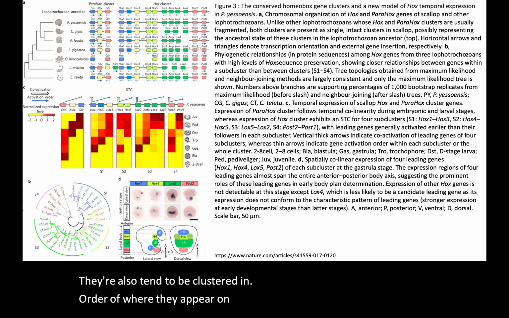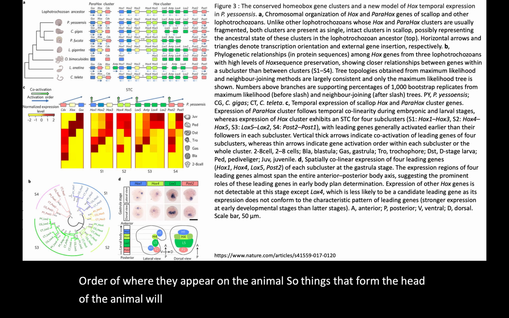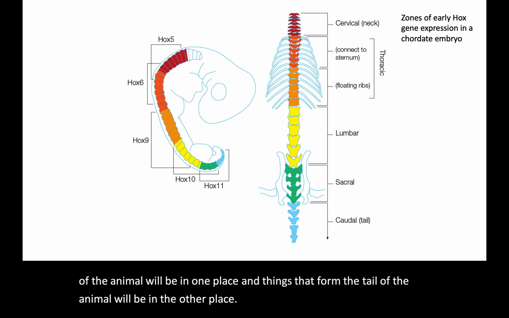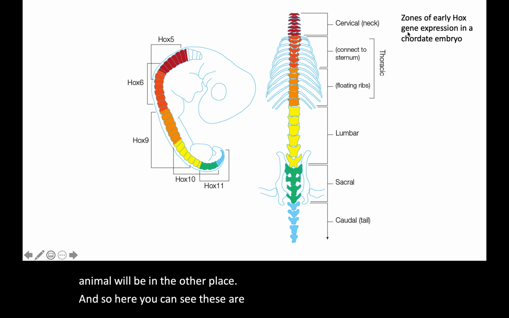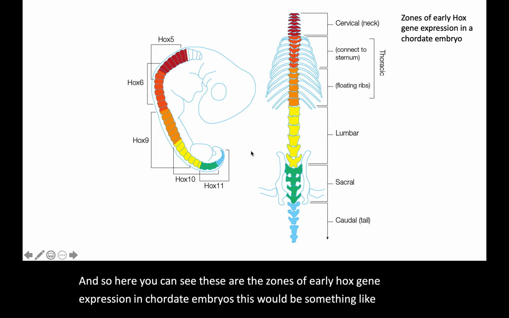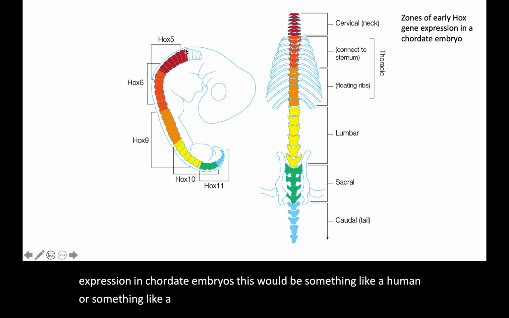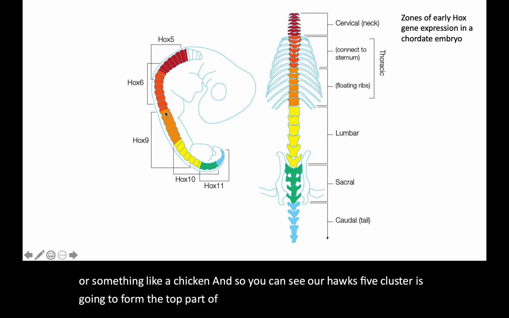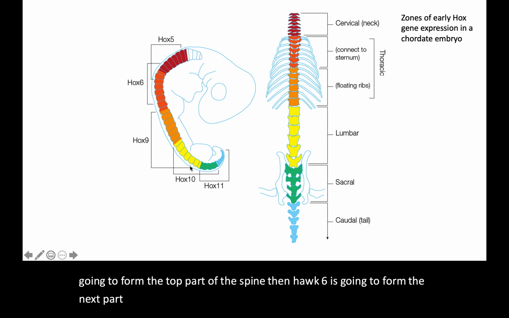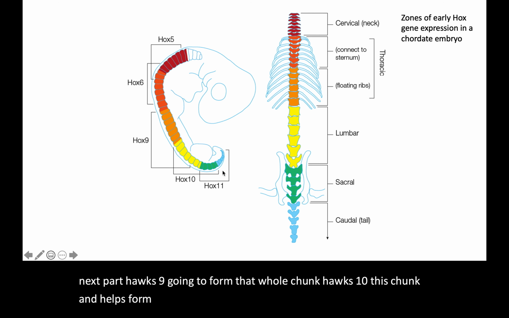So things that form the head of the animal will be in one place, and things that form the tail of the animal will be in the other place. And so here you can see these are the zones of early Hox gene expression in a chordate embryo. This would be something like a human or something like a chicken. And so you can see our Hox5 cluster is going to form the top part of the spine. Then Hox6 is going to form the next part. Hox9 is going to form that whole chunk. Hox10, this chunk, and helps form the hind limbs. And Hox11 is going to form everything back here, the caudal and sacral vertebrae.